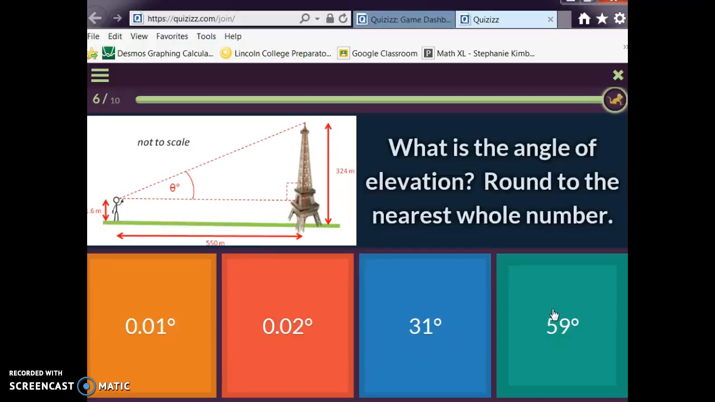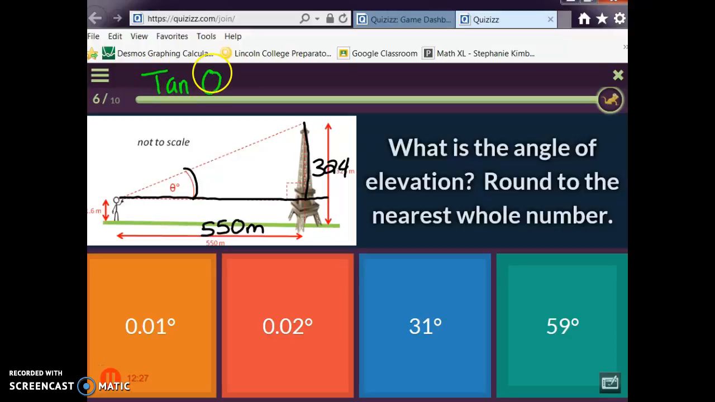So this says, what is the angle of elevation, rounded to the nearest whole number? If I'm looking for the angle of elevation, that would be this angle here. I know that this length is 550 meters. I know that this length is 324 meters. So that looks like a tangent function. If I can find the tangent of theta, knowing that it's going to be 324 over 550, I can find my angle.